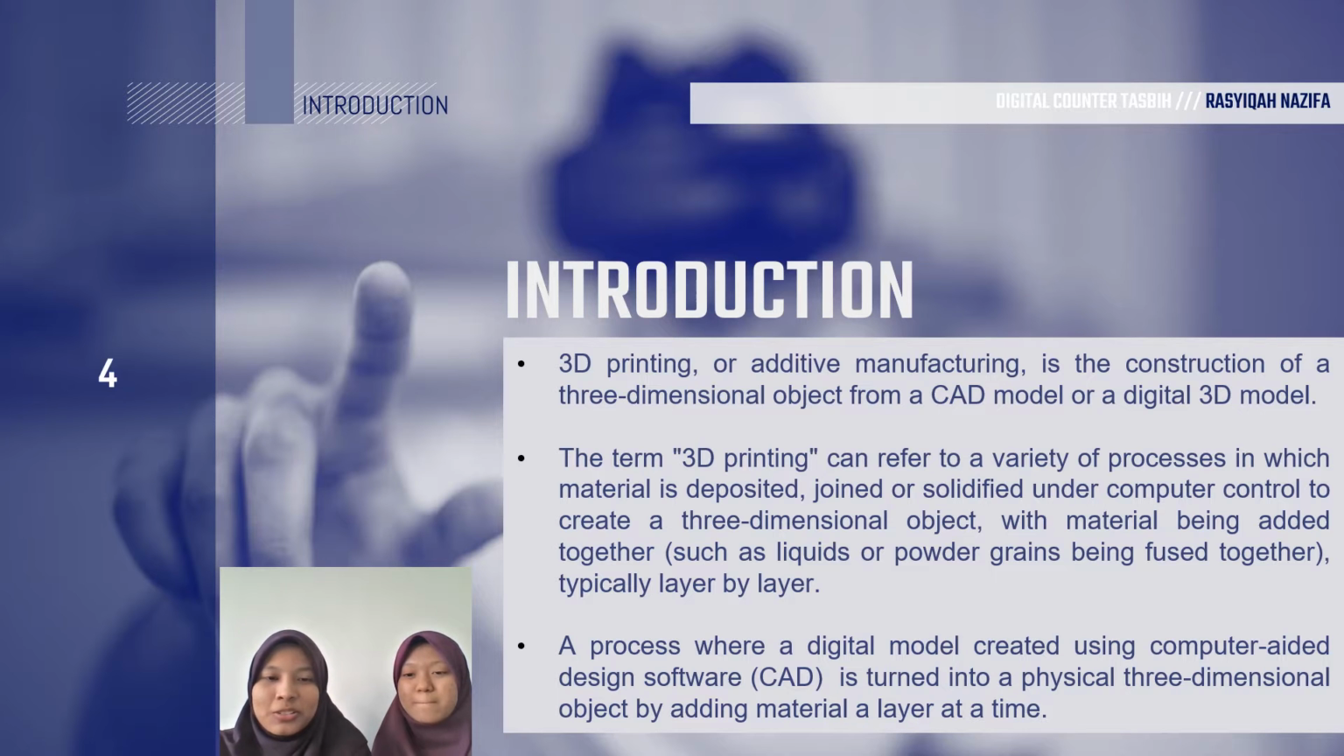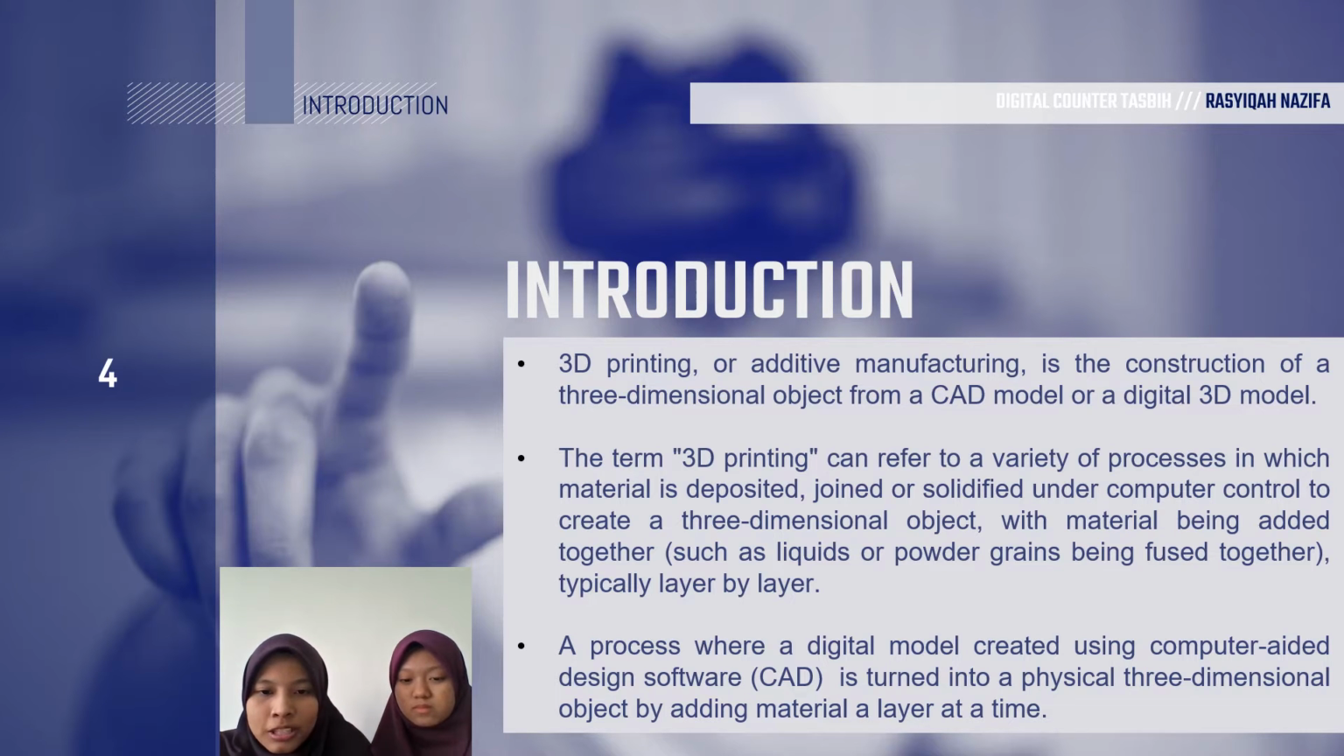First, our introduction. So here I will explain a little bit about 3D printing. 3D printing or additive manufacturing is the construction of a three-dimensional object from a CAD model or a digital 3D model. The term 3D printing can refer to a variety of processes in which material is deposited, joined, or solidified under computer control to create a three-dimensional object, with material being added together, such as liquids or powder grains being fused together, typically layer by layer.